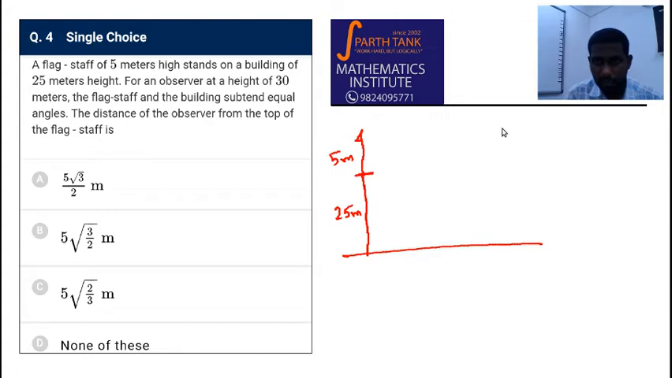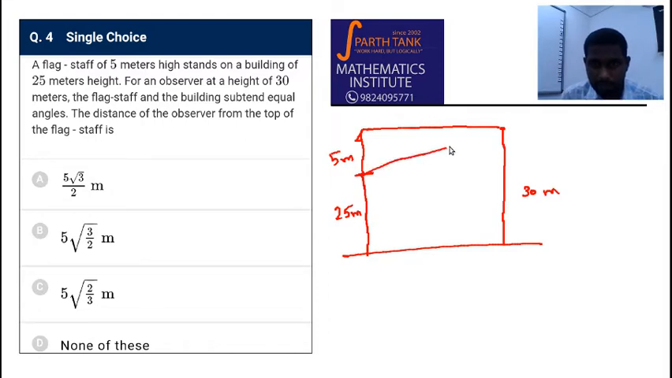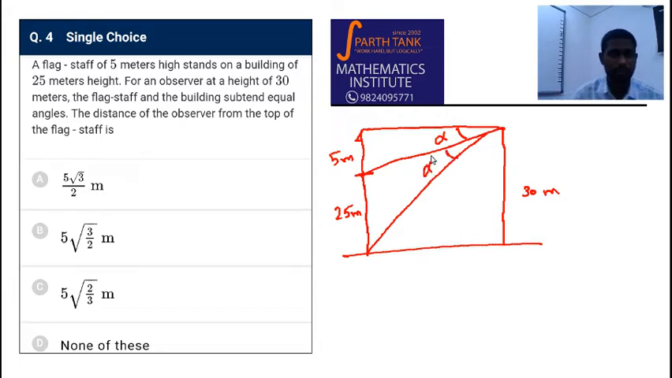For an observer at a height of 30 meters, let us say there is this observer who is standing at another adjacent building which is also 30 meters. So imagine he is at the same level as the top of the flagstaff. The flagstaff and the building subtend equal angles. Alright. So the flagstaff is, let us say, subtending an angle alpha. They've also given us that this building also subtends the same angle alpha to the observer. The distance of the observer from the top of the flagstaff, this distance is how much?